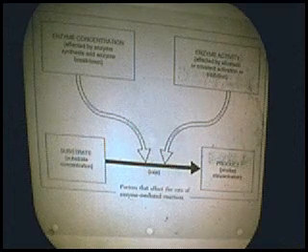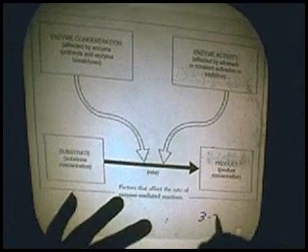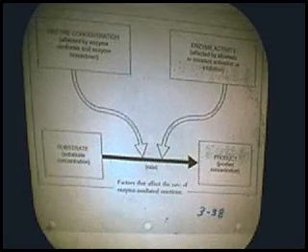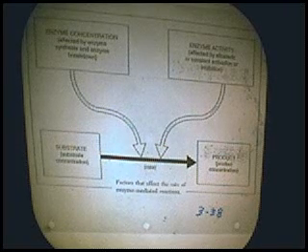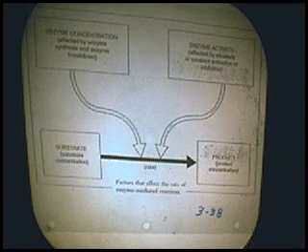Factors that affect the rate of enzyme-mediated reactions. This is, I think, 338 in your book. And you can see that the concentration of the enzyme and the concentration of the substrate influence the rate of the reaction. Also, the activity of the enzyme is affected by the things we just talked about, allosteric and covalent activation or inhibition.